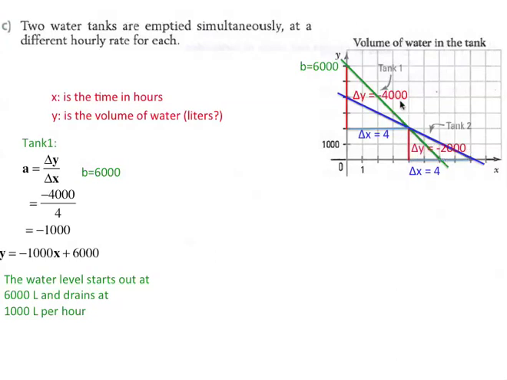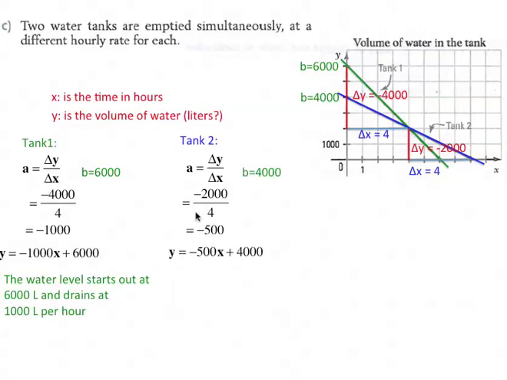All right, and our b is 1,000, 2,000, 3,000, 4,000. So for tank number 2, we have A as delta y over delta x, which is negative 2,000 divided by 4, which is negative 500. And our B is 4,000, so we'll put all that together. So y is equal to negative 500x plus 4,000.